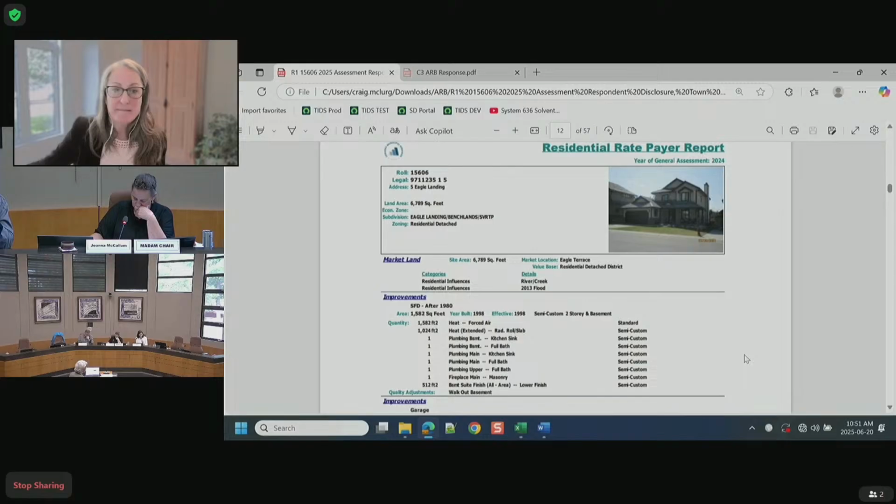Okay, my question was more relating around the factors that were shown on the ratepayer report, but there's no numbers assigned to them, so.